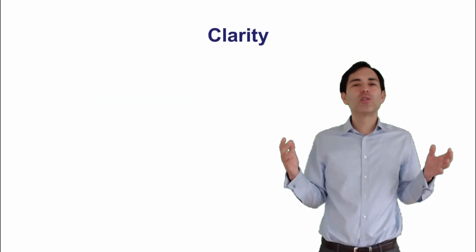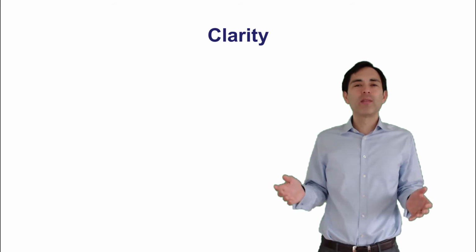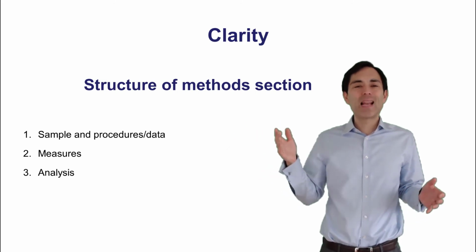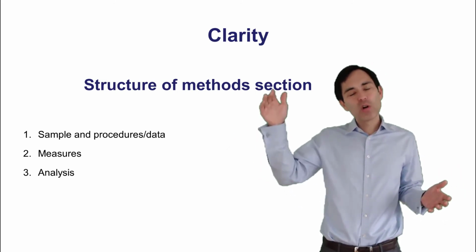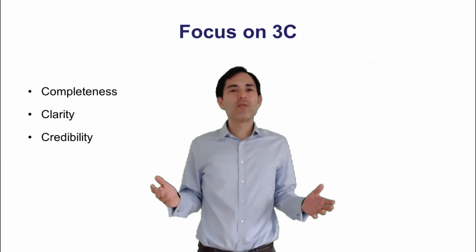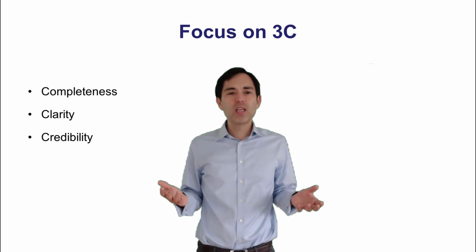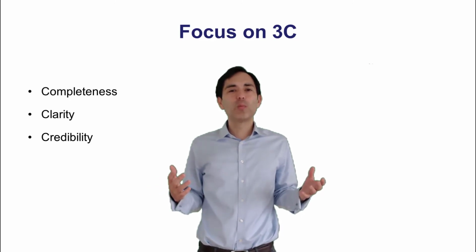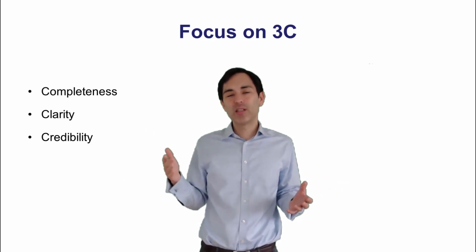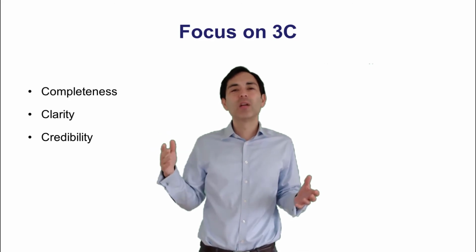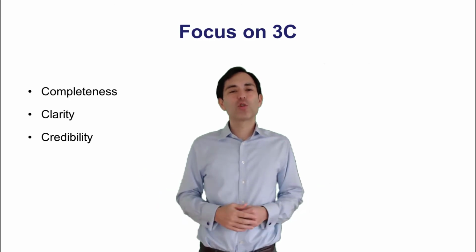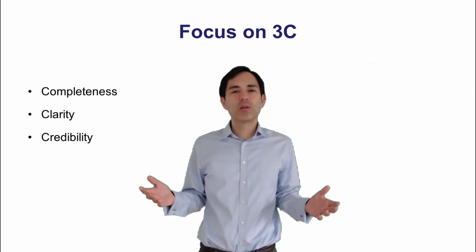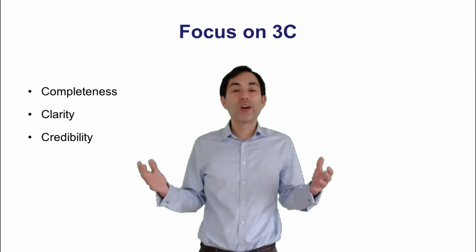By clarity, I mean it should be very clearly written up. Hence, I recommend the structure I mentioned before: first, sample and procedures, then measures, and then analyses. That's the way papers are written. And then you also organize it and write it up clearly. Whenever someone else reads your method section, he or she will get a feeling whether you did solid research. And to convey that, it would help if you follow completeness and clarity, but then also, where necessary, provide references and justification for your choices, and also show that you know the standards in research, and you write in the way that researchers usually write.